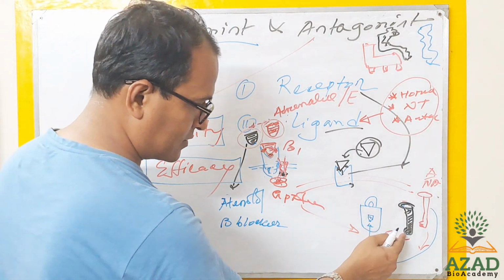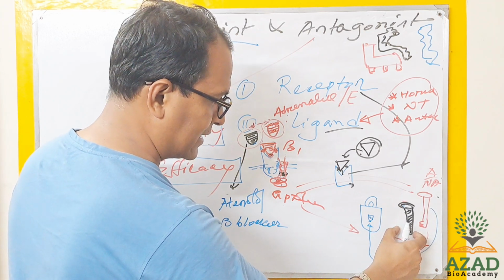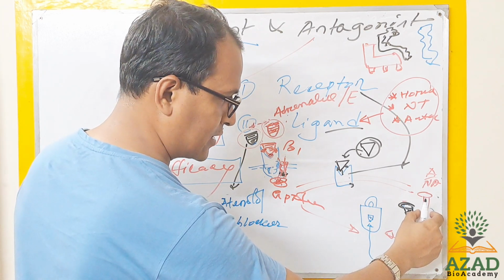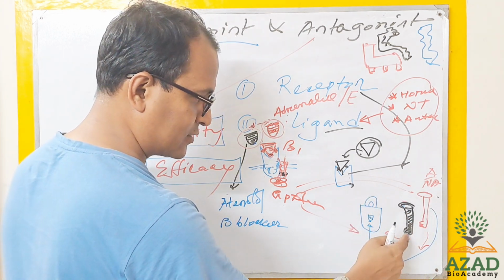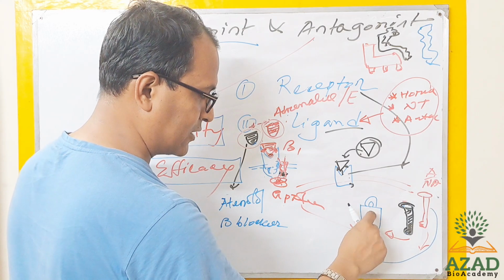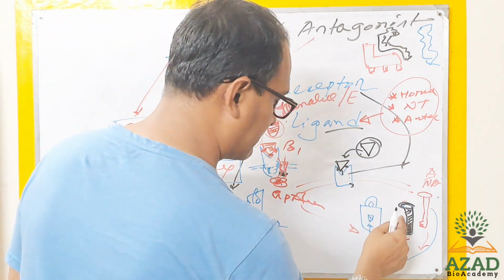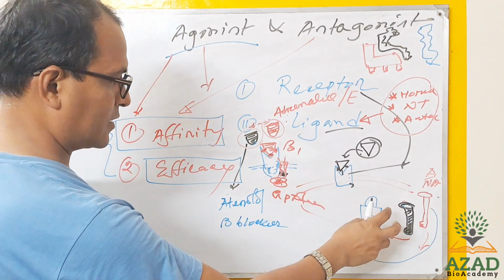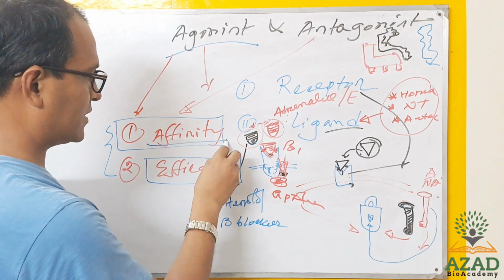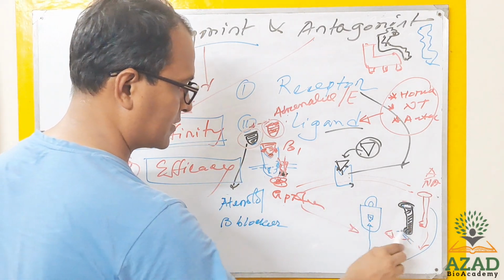But here, if you look closely, the whole structure of the key is like the noradrenaline key. But when you put it here, it will enter, but it has no specific teeth, and it will not be able to open the lock. So it has the ability to enter, that means the ability to bind with the lock, that means it has affinity, and it has no ability to open the lock. That means it has no efficacy.